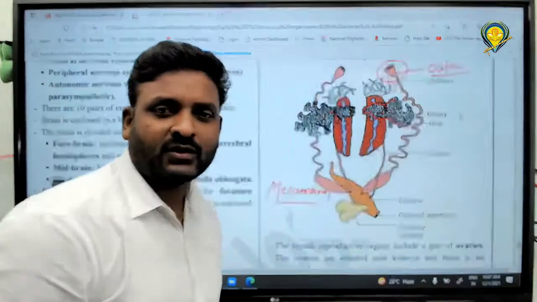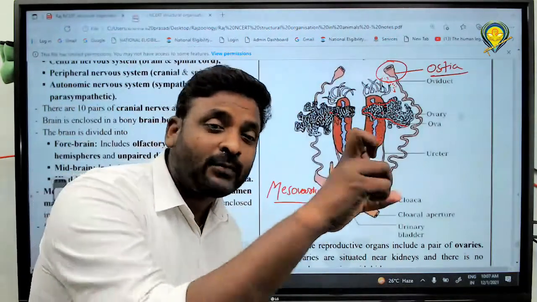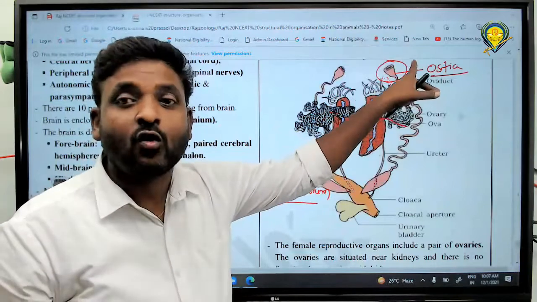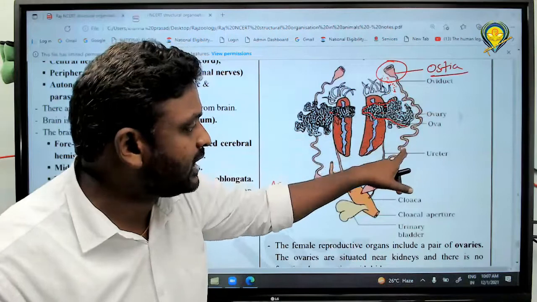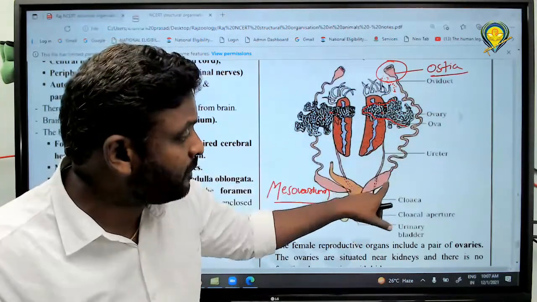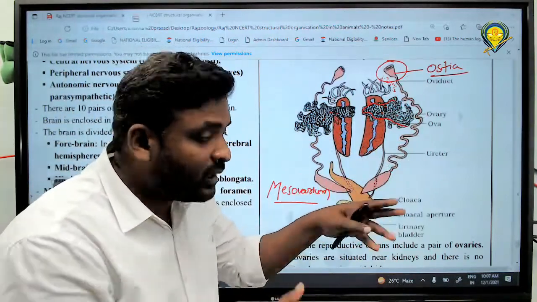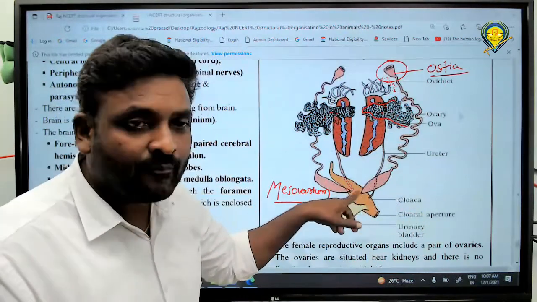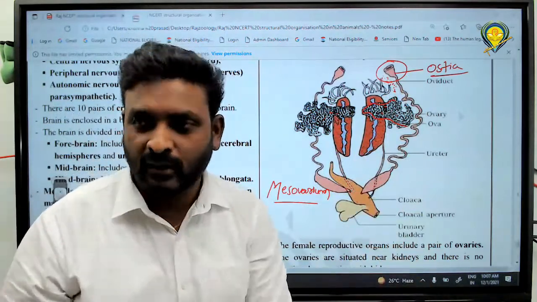What is it? Ostia. What is the function of ostia? Collection of ova from the cavity, and the ostia opens into the duct called the oviduct, which carries the ova. The oviduct opens into the cloaca. Before opening into the cloaca, there is a swollen part called what? The ovisac, right? The ovisac opens into the cloaca, the cloaca opens into the cloacal aperture, and out through the anus.